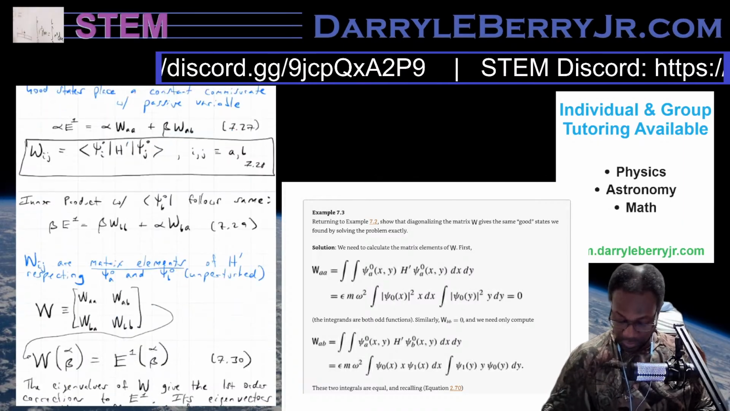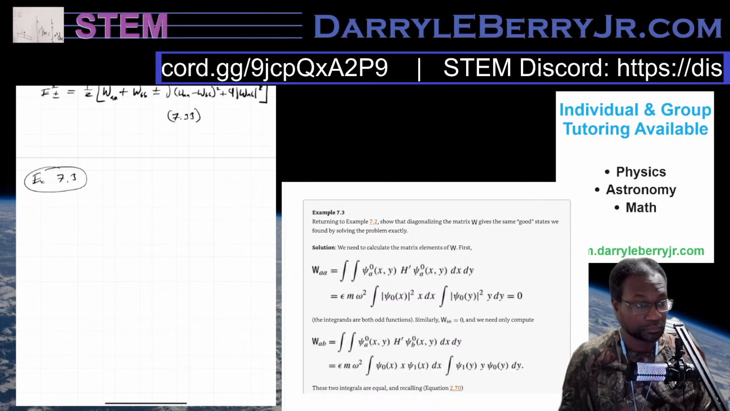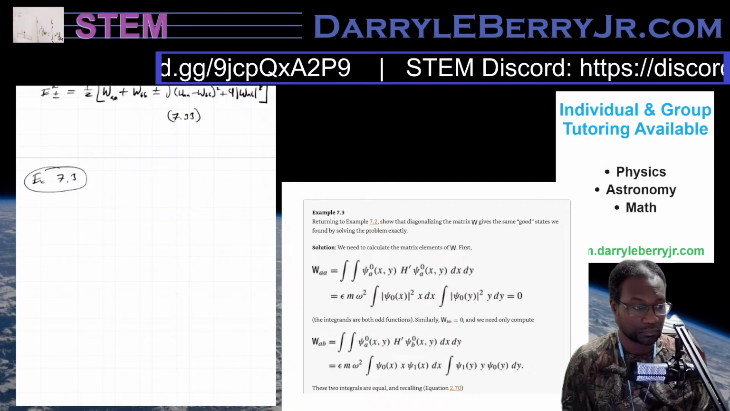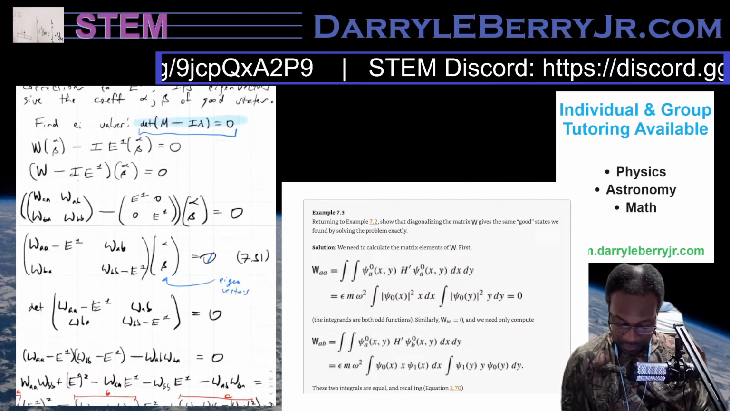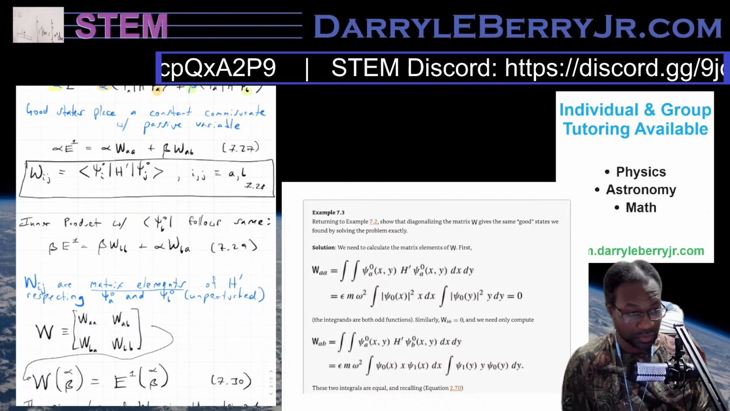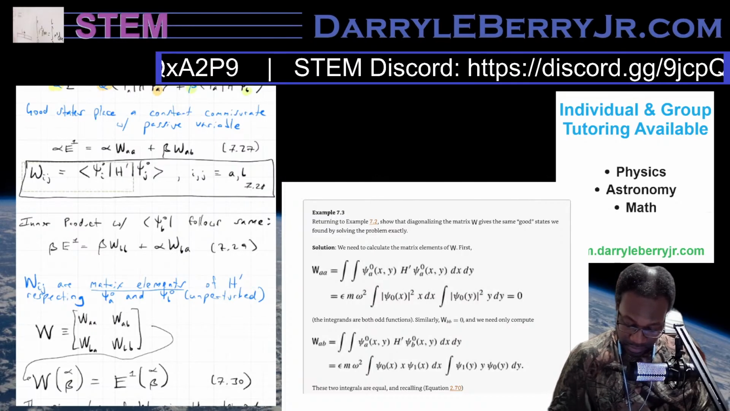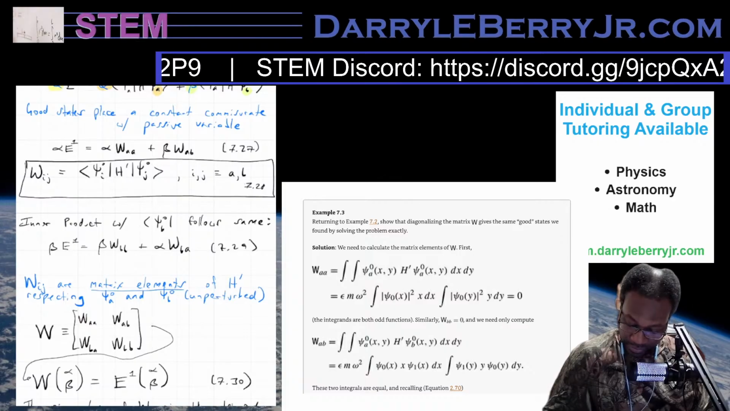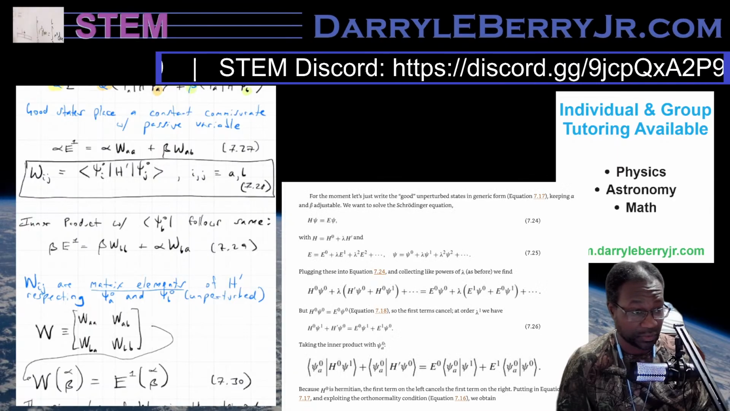To give us an example, I think is worth doing. To start by calculating the matrix elements. So apparently this equation is going to be very important. This is equation 7.28. I don't recall example 7.2.